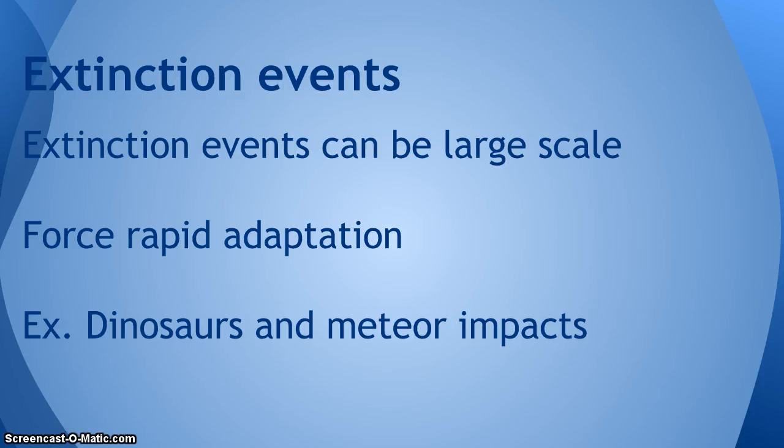We can have extinction events. So extinction events are very large scale, meaning that they happen to more than one species. So this would be things where one species is removed, causing rapid changes. The other thing that can happen is rapid adaptation because of changes in the environment. One that's pretty popular is the idea of dinosaurs and meteor impacts.